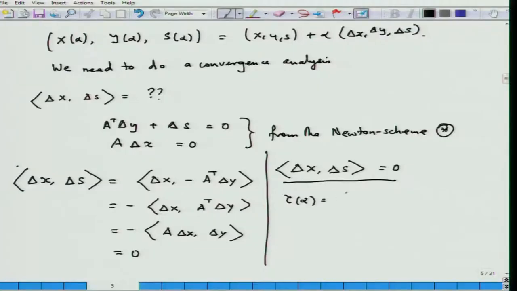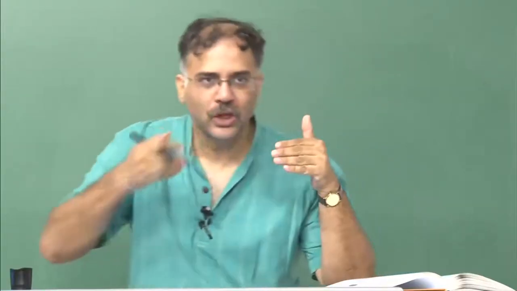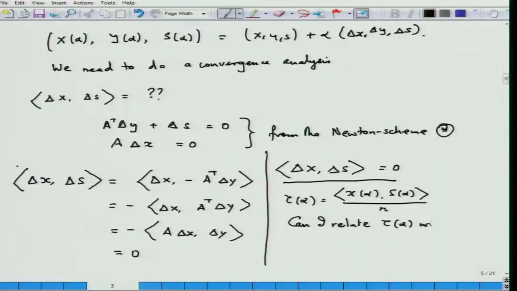can I compute the value of tau alpha? Tau alpha of course means... so can I relate... see, tau alpha has to be such that at every iteration it has to be smaller than tau, because my tau has to go down. That is exactly what I want, because I want to drive my tau towards 0, and that is the whole ball game. Can I relate tau alpha with tau so that we can be sure that the value of the duality measure is coming down?